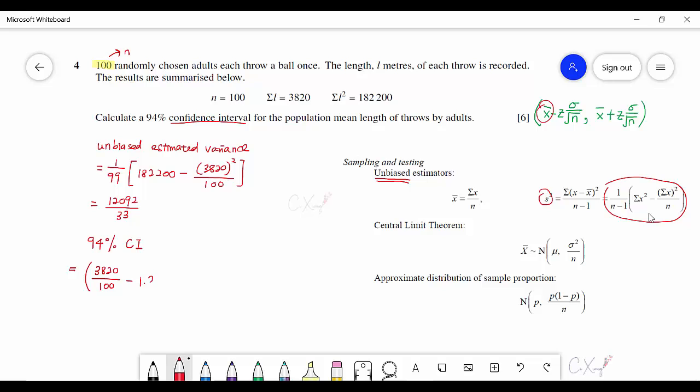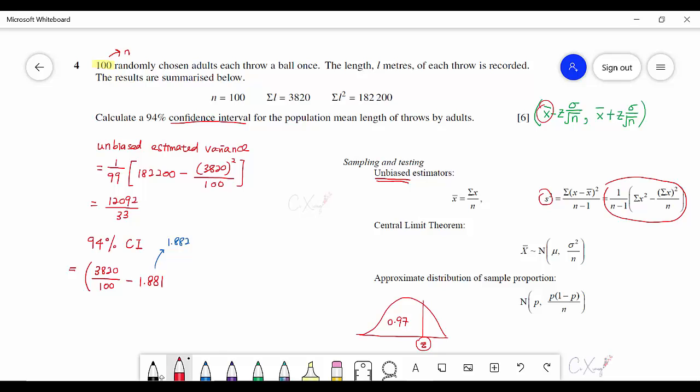The value of z here will be 1.881. You can use also 1.882. Alright, both are correct. If you get the value from the normal distribution table, right, you should refer the probability, the value of z for 0.97. So you get the value of z, which is 1.881 or 1.882.